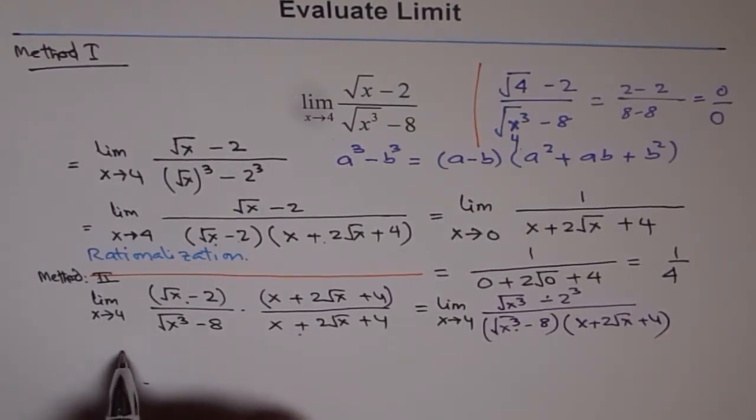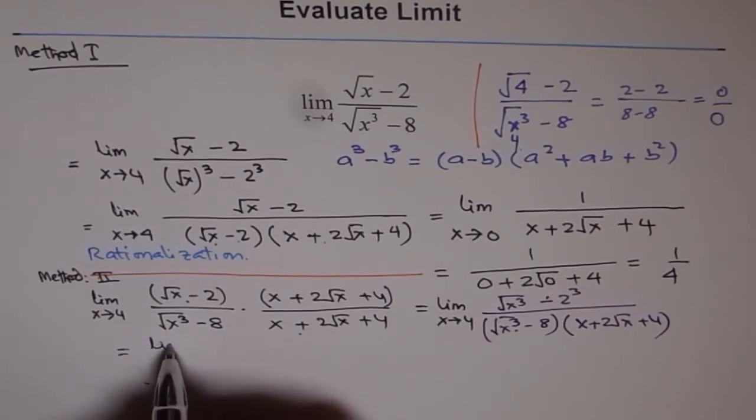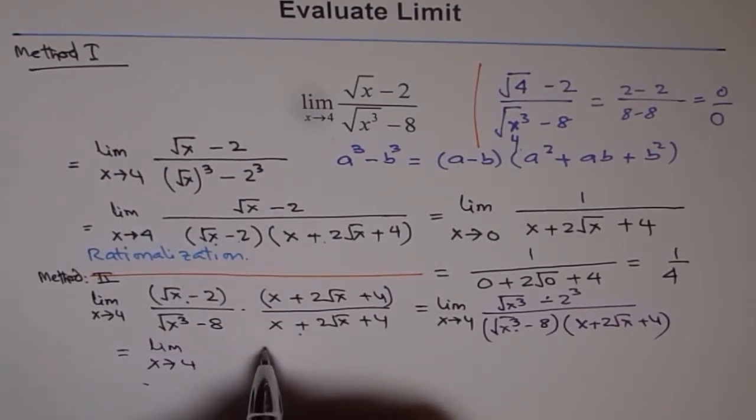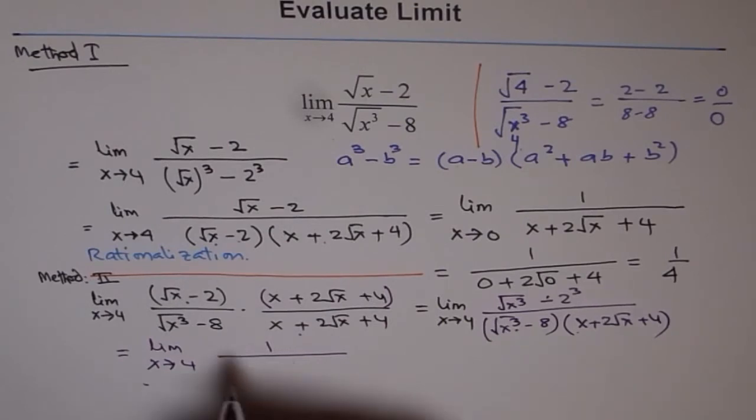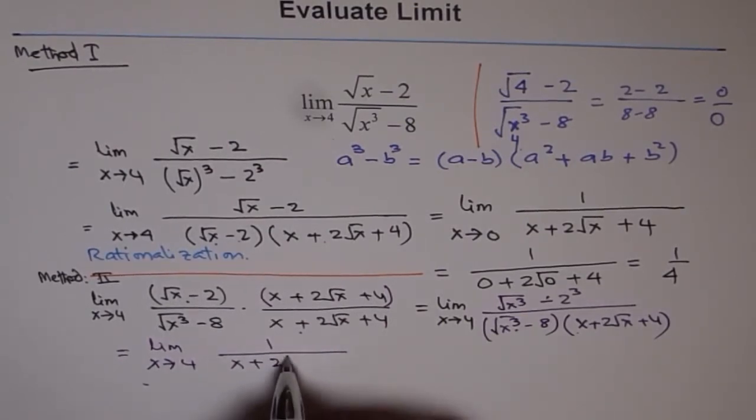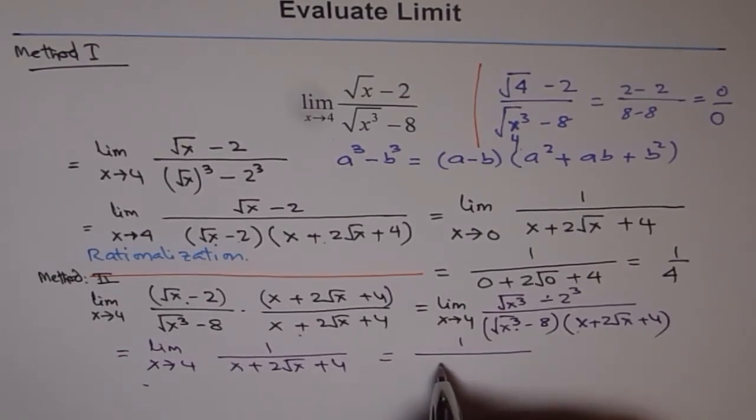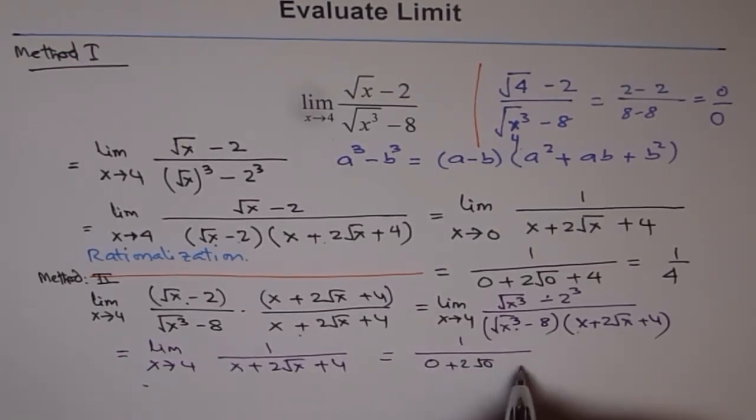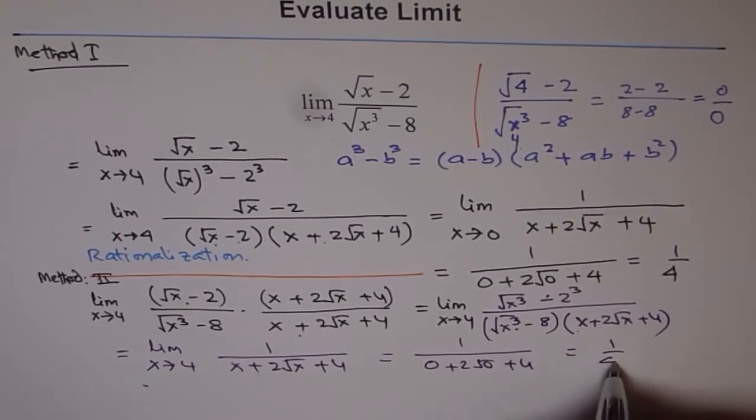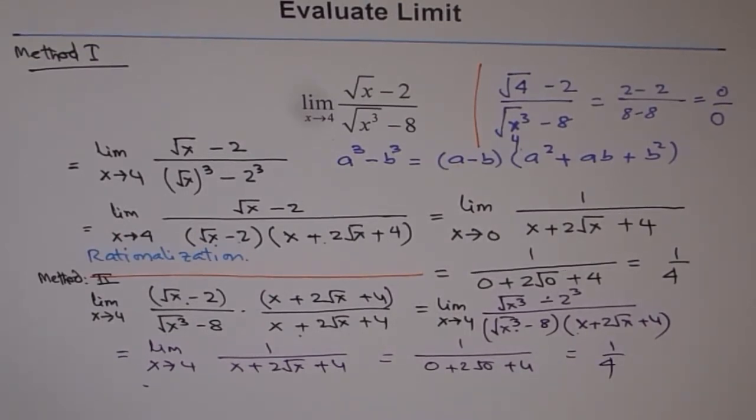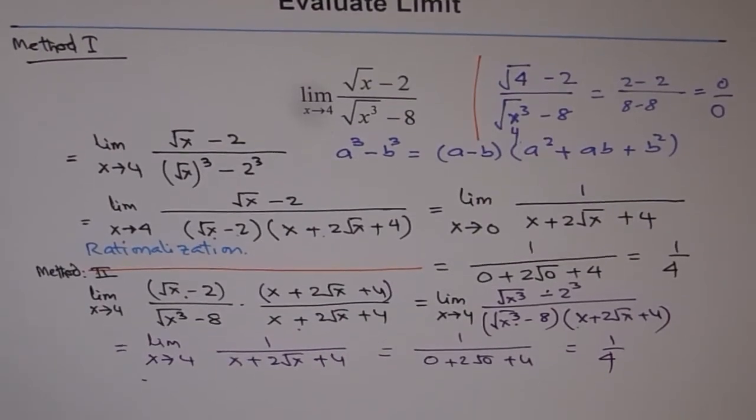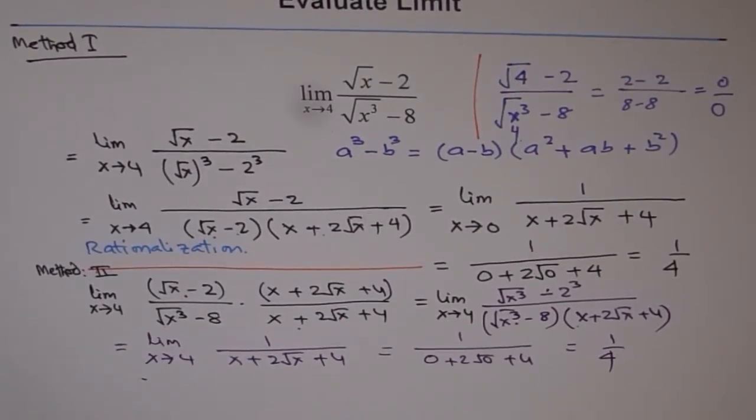If you cancel them, then what do you get? You get the limit as x approaches 4 of 1 over the same thing, x plus 2 square root of x plus 4, which gives you 1 over 4 plus 2 times 2 plus 4, which is 1 over 12. So you get the same answer, right? So two different techniques to evaluate this limit. Now remember, if you have square roots, you always have the option to rationalize. Rationalization is a great technique which will always help you.